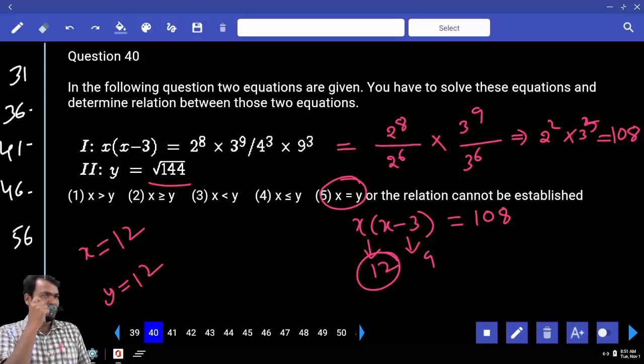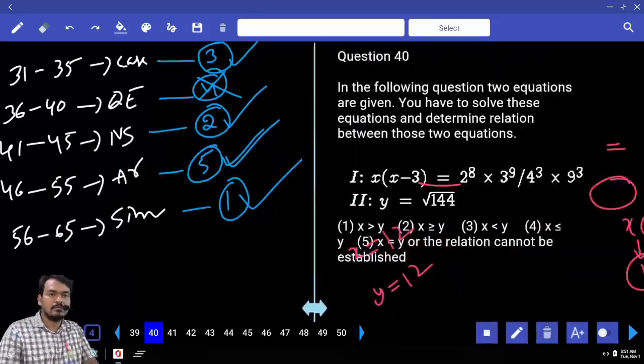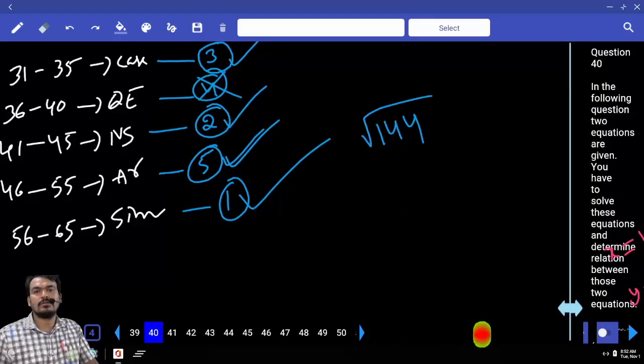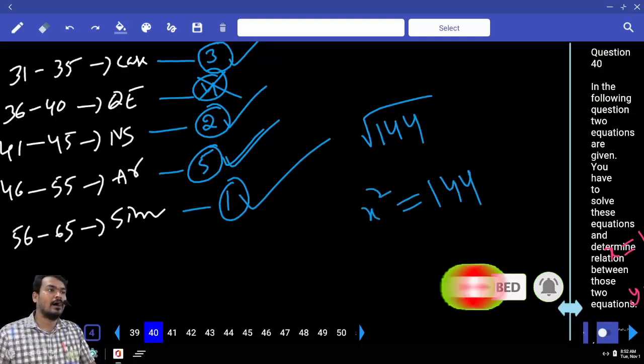Don't say no relation. X equal to y. Because we already get the values, or not? What is the answer? X equal to y. All the questions are complete. If a root is given, then directly we get which one? Only plus root. Suppose x square equal to 144 is given, we get plus and minus.